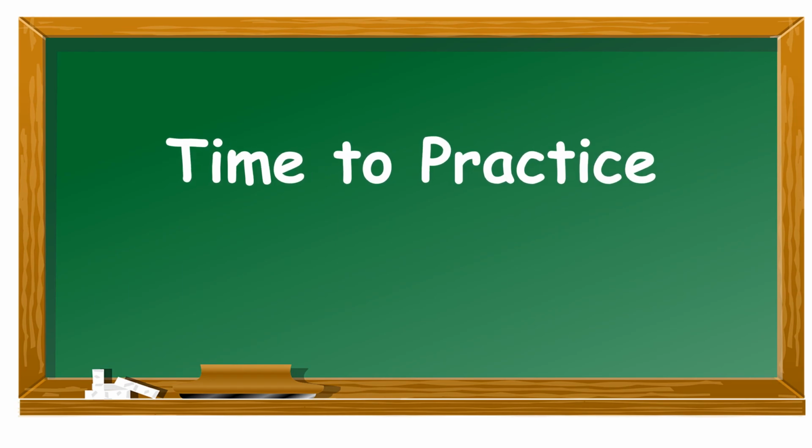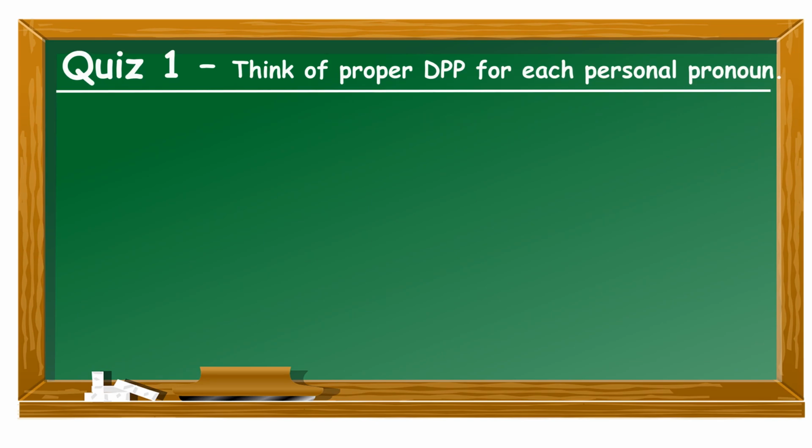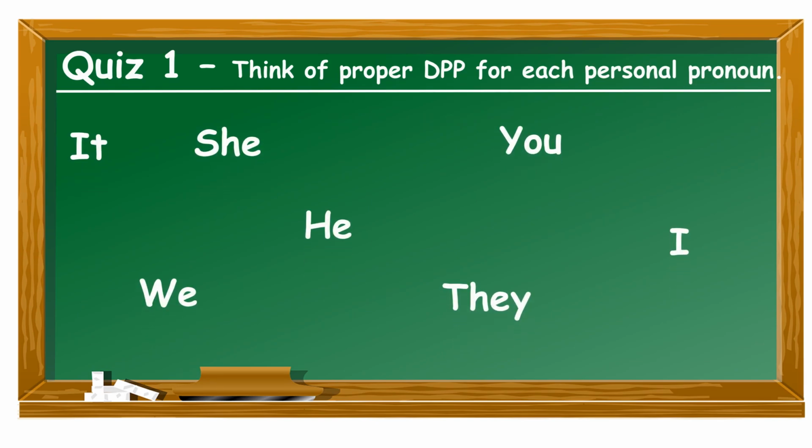Now it's time for you to practice what you have learned so far. For quiz 1, I would like you to think of the proper dependent possessive pronoun for each personal pronoun you see on the screen. You have 30 seconds to prepare your answer. After 30 seconds, I'll show you the correct answers for you to cross-check.